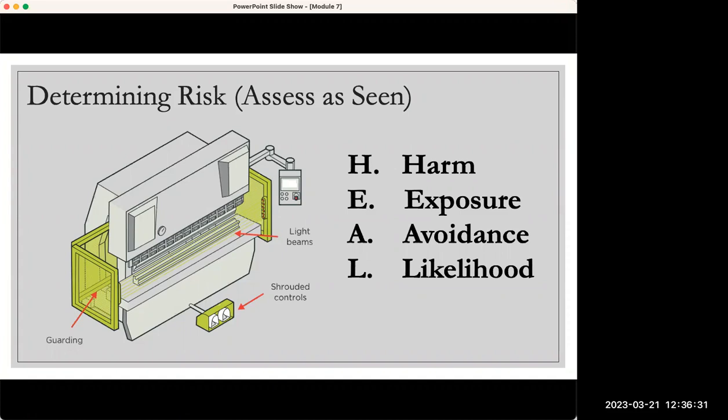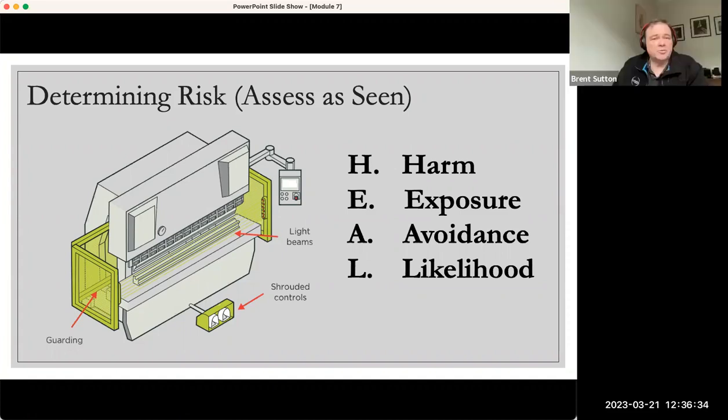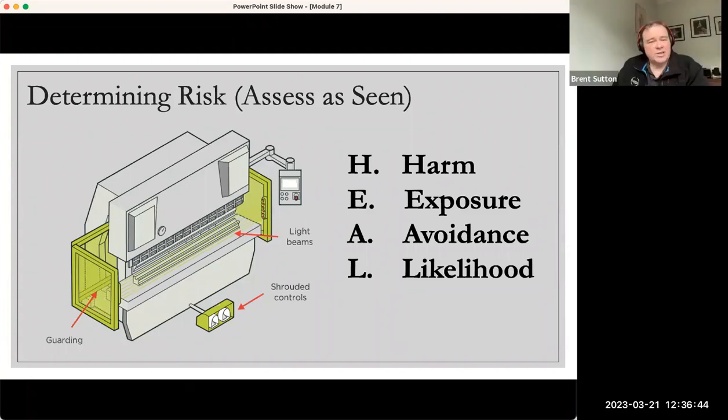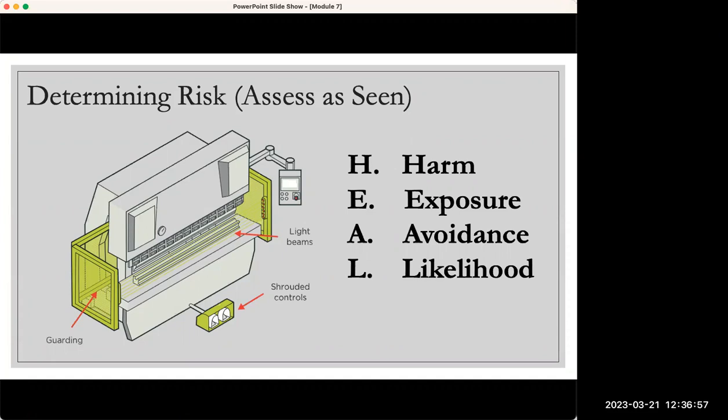I have seen light curtains that people can reach over and people can reach under. That's not good. I've seen guards that you can reach around. I've seen fences or barriers or mesh too close to the hazard zone and a finger can get in. Okay. Yeah. Understood. No, that's all from my side.